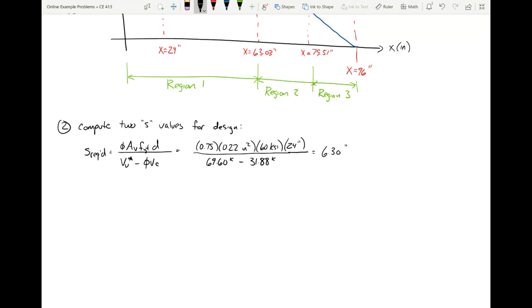Okay, I have a question. Where did the 0.22 square inches come from? Okay, great, great question. Let me see. I'm going to see if I can pull something up. Give me 1 second. That's a great question.